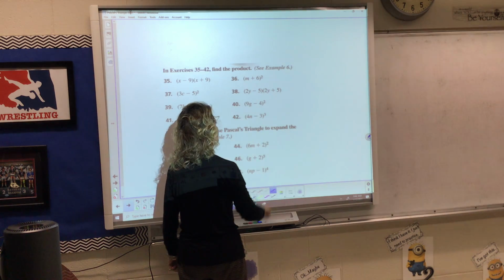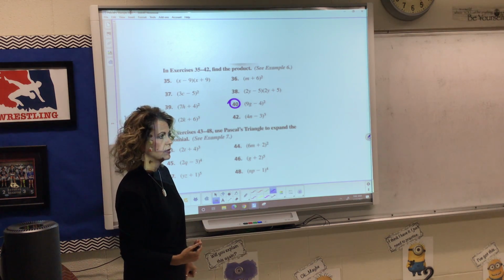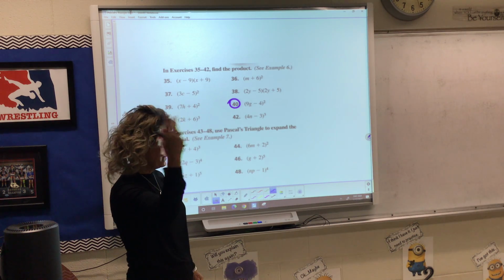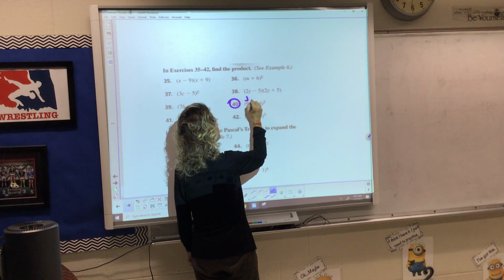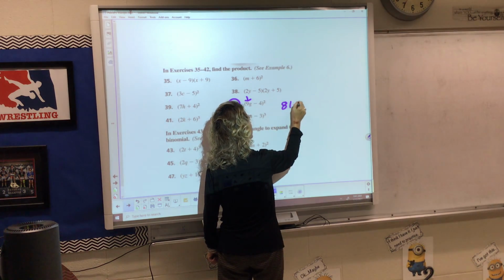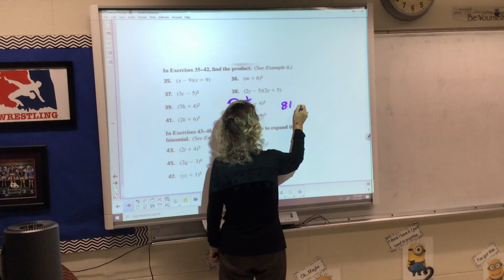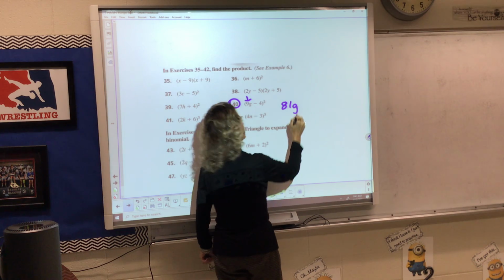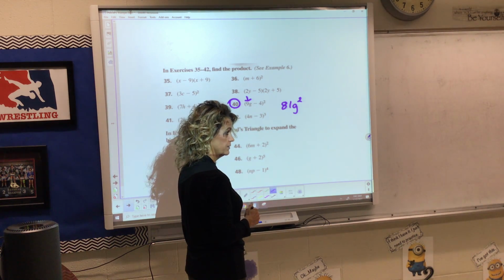So, let's look at number 40. Number 40 is a perfect square, yes? So, it'd be 1, 2, 1 on Pascal's triangle, right? Or we could say, okay, it's my first one squared. 9g squared is 81. I'm making up numbers, I don't know. 81, yeah, right back there, it's g squared. Okay, first one squared, yes?